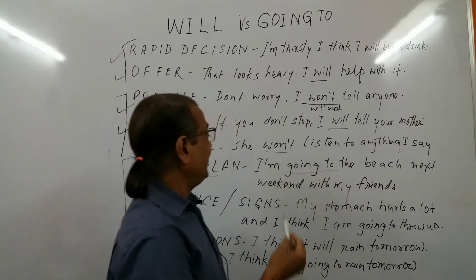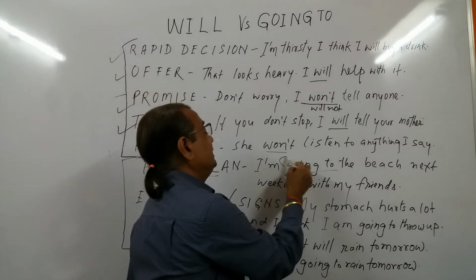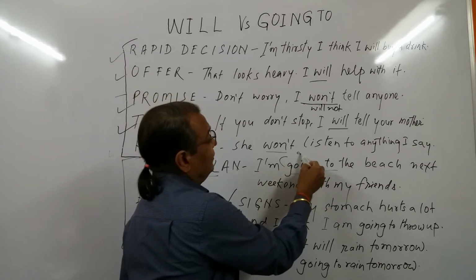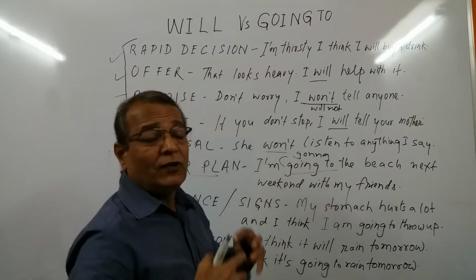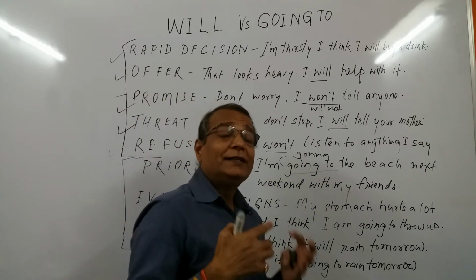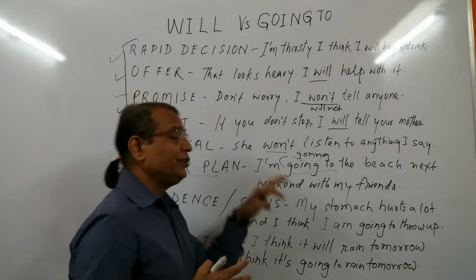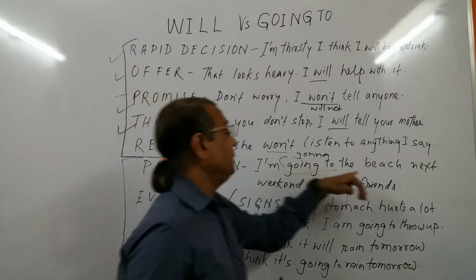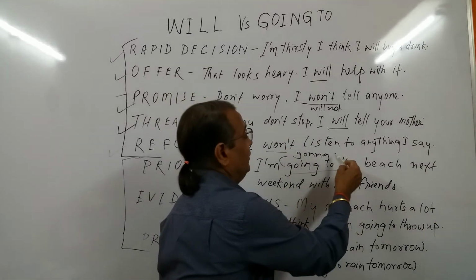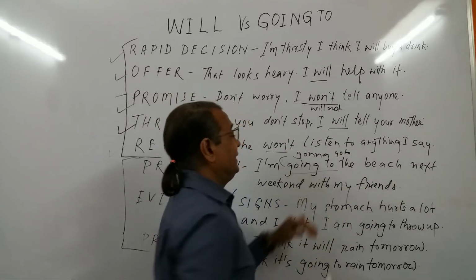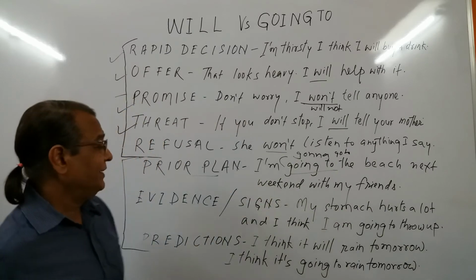Here I would like to give one more idea. The informal contraction of going to is gonna. Nowadays native speakers especially say gonna. They don't say going to. So you can say, I'm gonna go to the beach. I'm gonna go to the beach next weekend with my friends.